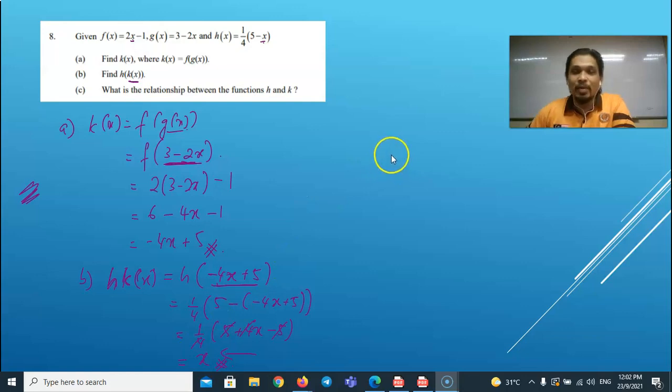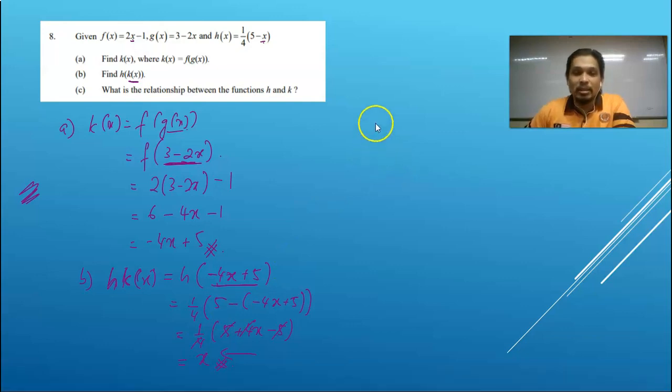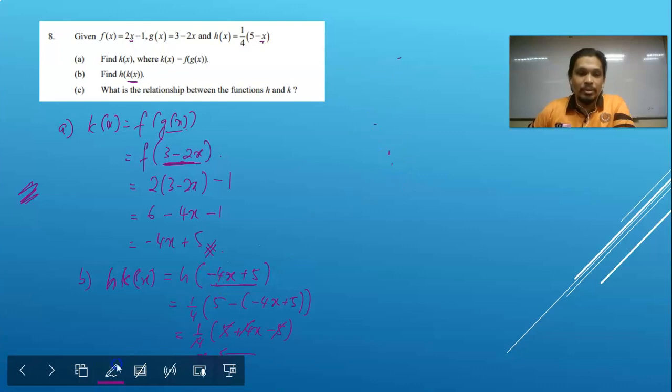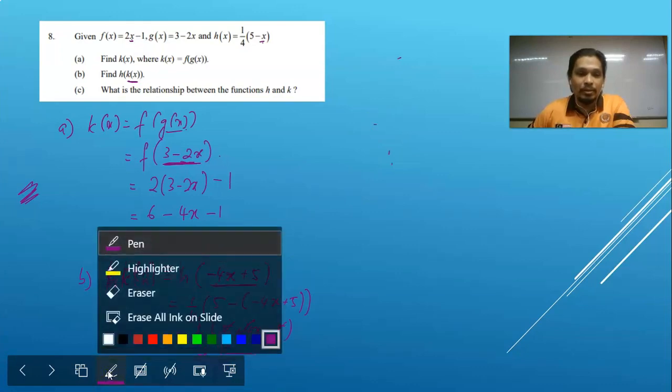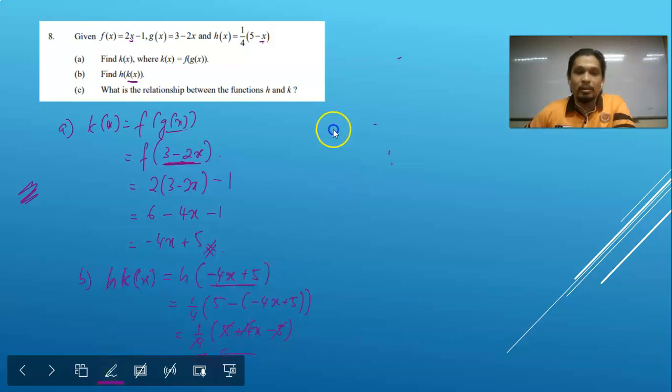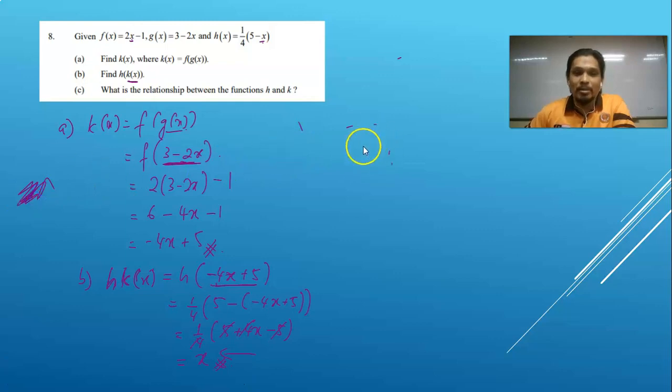Our conclusion is the function of... Sorry, there's a problem there. Okay. So then we come up with the conclusion that function of k(x) is an inverse to the function of h(x).